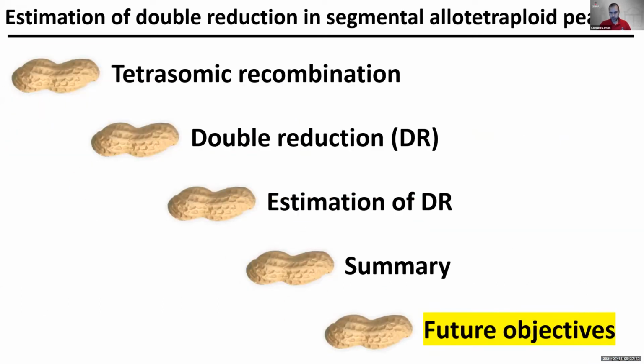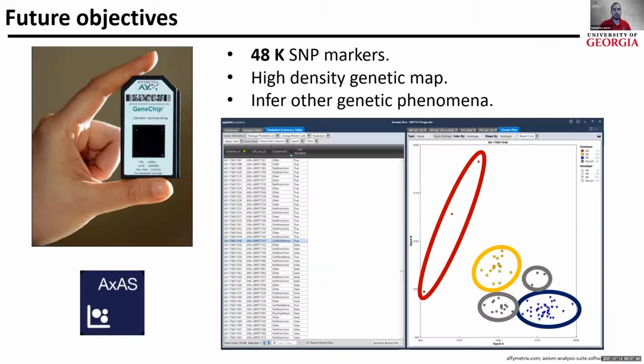The future objective of this project is to reanalyze this population. We have a 48K SNP chip, so in this way we will be able to have a higher density genetic map, find other hotspots for double reduction, and maybe infer other genetic phenomena.